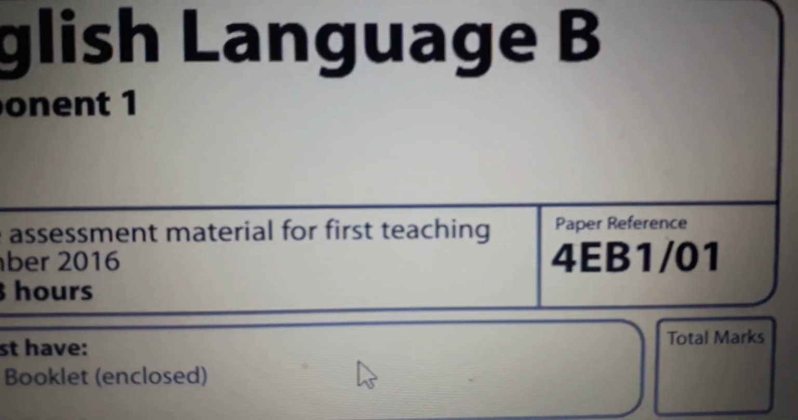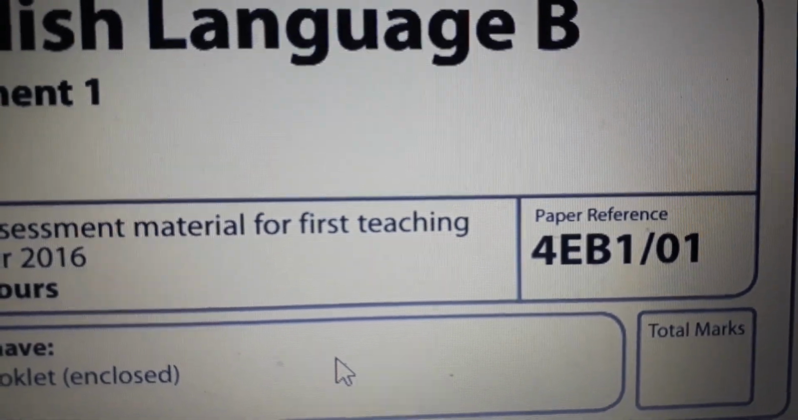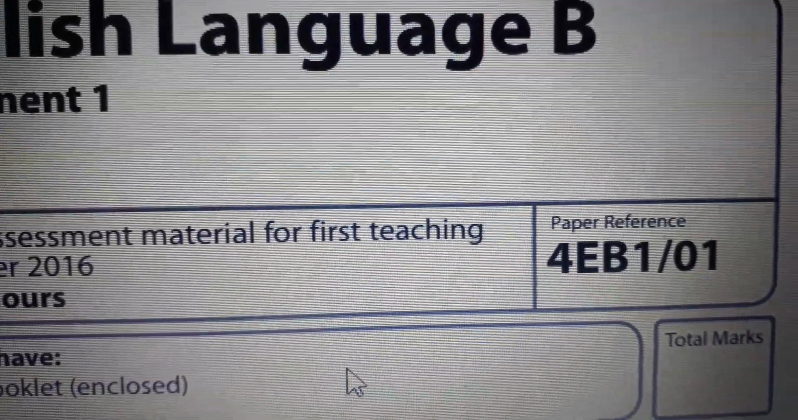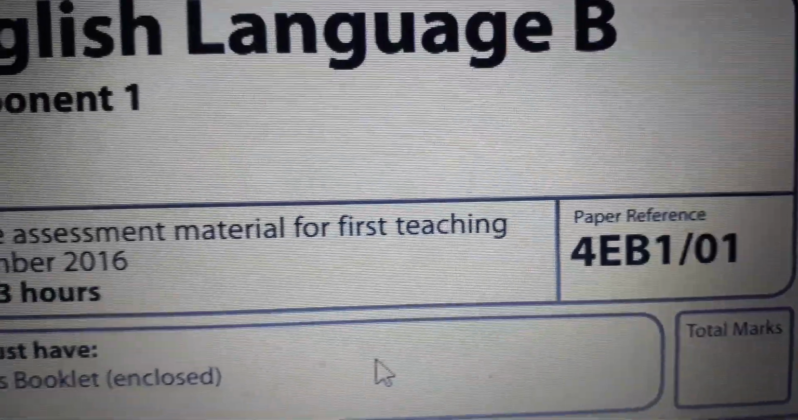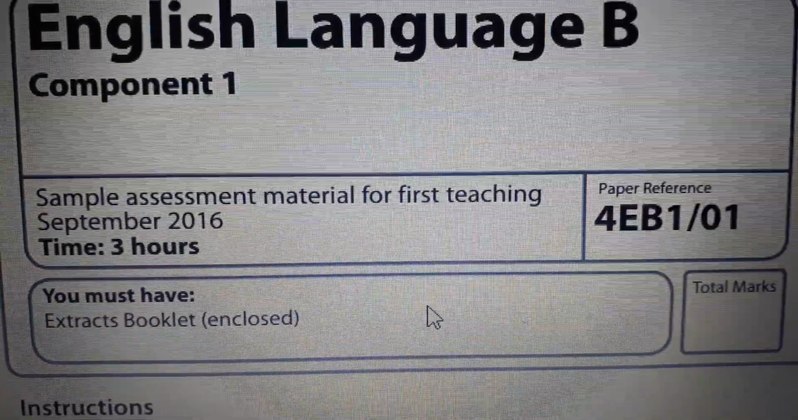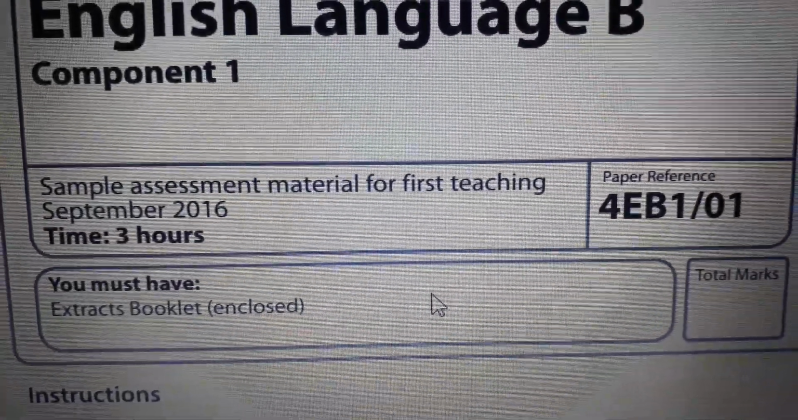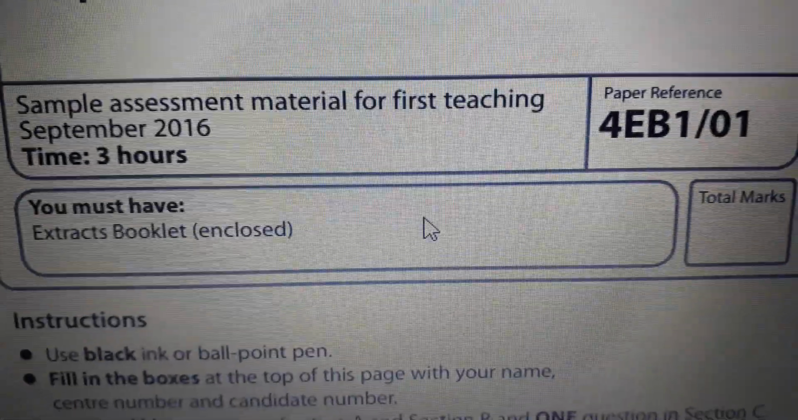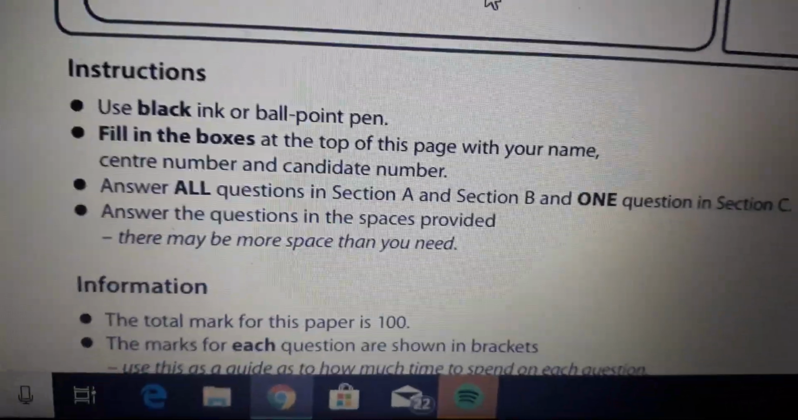You can see the paper reference code for EB1. It was EBO before. EB1/01 English Language Syllabus B, sample assessment material for first teaching, September 2016. Time 3 hours. Total marks 100. So let's move down.